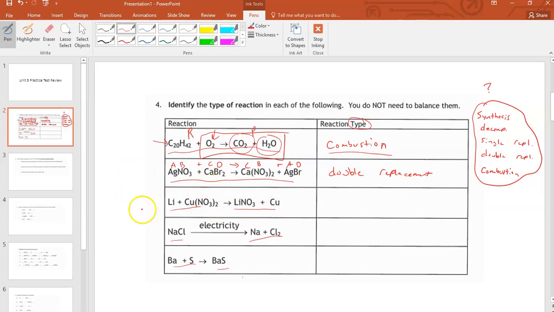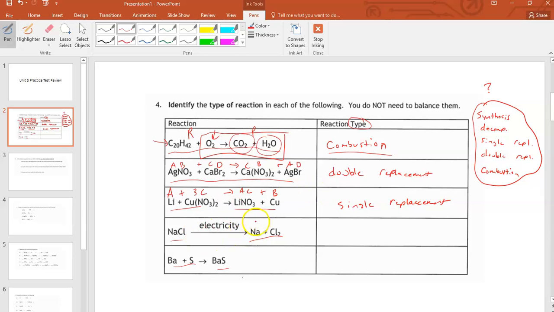Okay, now next one we have lithium added to copper nitrate to produce lithium nitrate and copper. And so in this case, we have A all by itself plus BC yields AC plus B, which looks exactly like a single replacement.